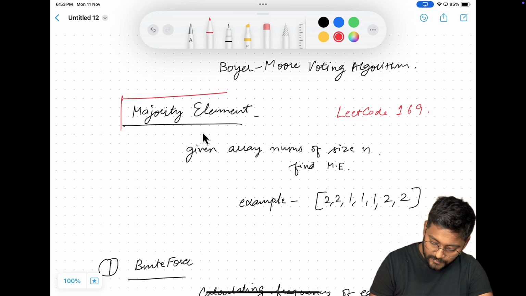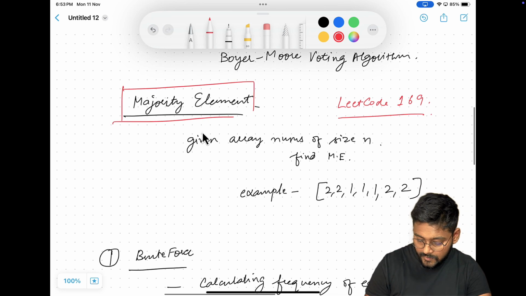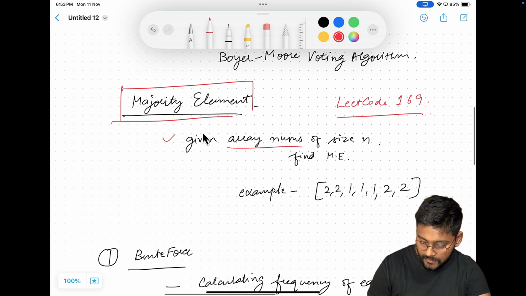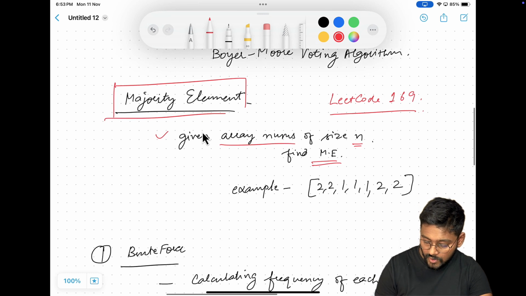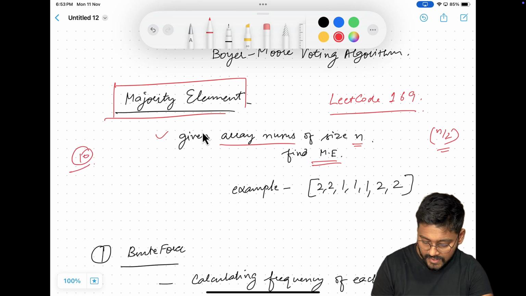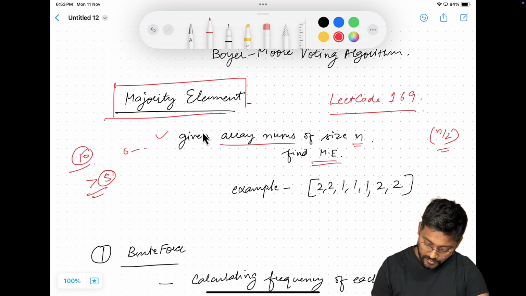Here the problem is majority element, which is LeetCode 169. In this problem we will be given an array nums of size n, and we have to return the majority element. What is a majority element? The element which is appearing more than n by 2 times. Let's say if we are given an array of size 10, if any element is appearing more than 5 times, 6 or more, then that element can be a majority element.